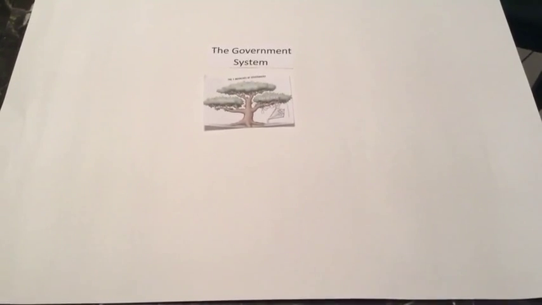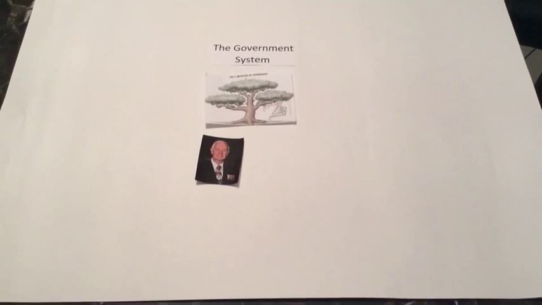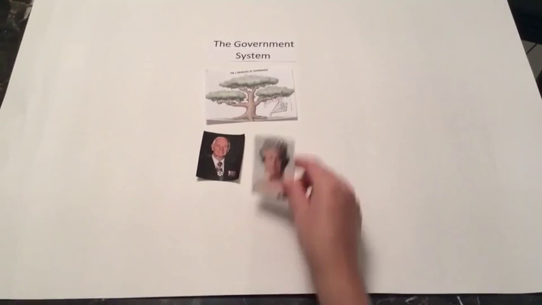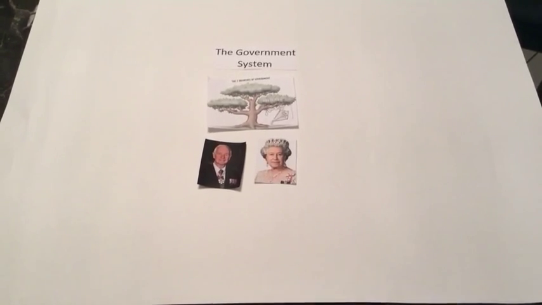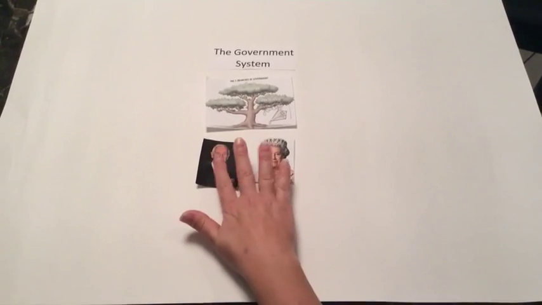The Governor-General is also part of this branch. He is the representative for the Queen of England when she cannot be here in Canada. The Governor-General is the last to sign off on a bill before it can officially become a law.